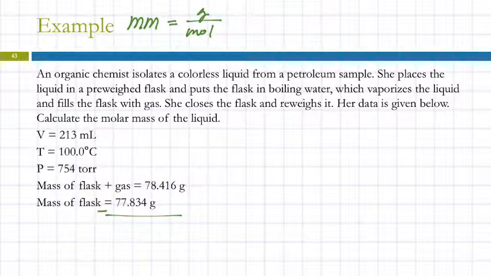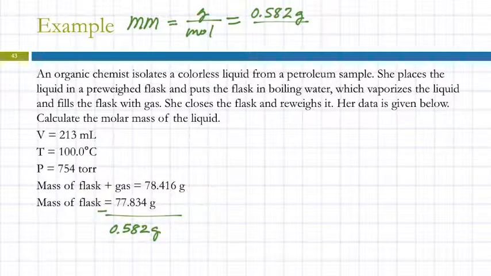78.416 minus 77.834. So the gas itself only weighs 0.582 grams. And you can look at the words here, and the words are going to help you. If I have flask plus gas, and I just want gas, that means I have to subtract flask. So there's my mass. I can stick that in my equation way up at the top. 0.582 grams. Now I need to find moles.